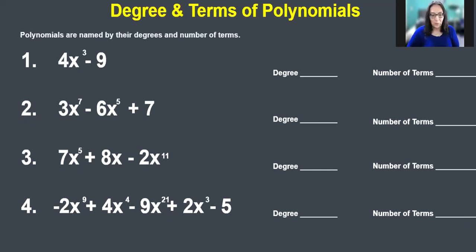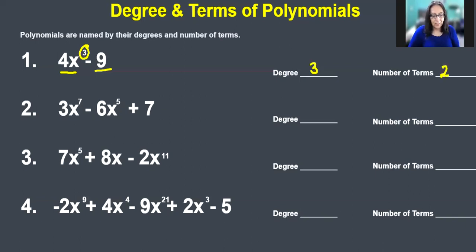So in number one here, it's asking us to find the degree and the number of terms. Well, your degree is your largest exponent with your variable. So when I look at number one, I have 4x to the third minus 9. There's no other variables in this expression, so the degree is 3. It's the biggest exponent. And your terms are separated by math operations. I've got 4x minus 9. So the 4x and your 9 are separated by that operation of minus. So we've got 2 terms.